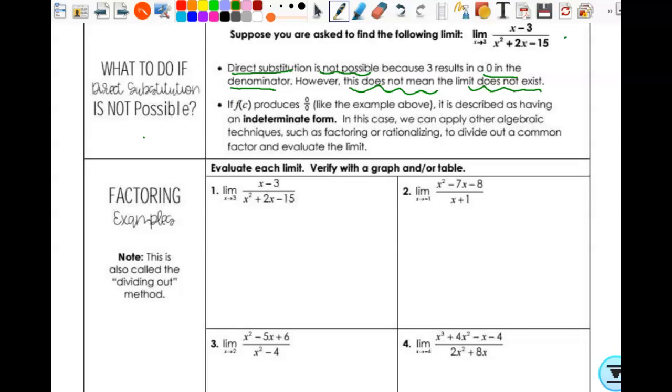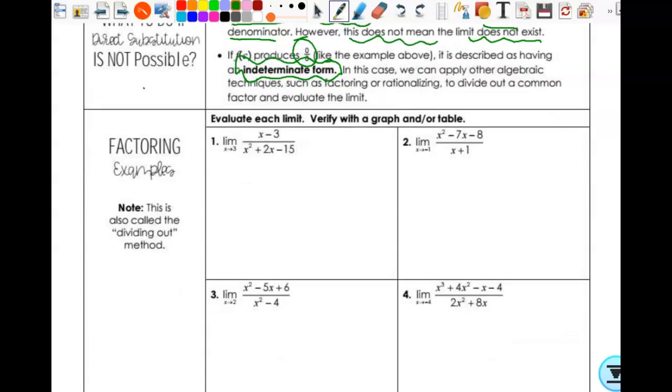So we get that 0 over 0, which we did talk about the other day, but I used these words, but we didn't write them down or anything. It's described as having an indeterminate form. Okay, so indeterminate form does not mean that you cannot find the limit or that the limit doesn't exist, but we can apply other algebraic techniques such as factoring or rationalizing to divide out a common factor.